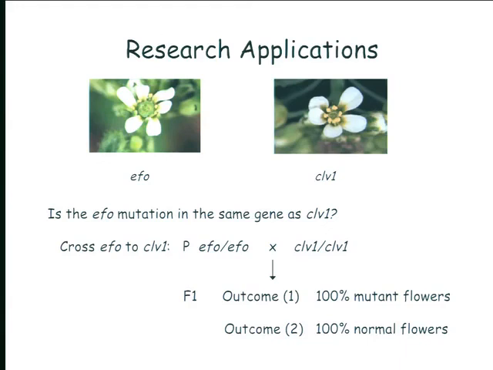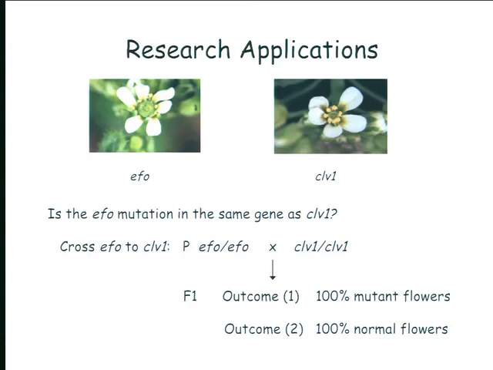In this case, you're going to take your homozygous EFO plant and cross it to a homozygous clavata1 plant. And now, we're going to make the assumption that these are both homozygous recessive, just for the case of simplicity. They could be homozygous dominant, and you could also do the analysis, but it's a little more complicated. So we're going to assume these are both homozygous recessive, and we're going to look at the F1 progeny. And again, there could be two possible outcomes. One outcome is that all of the F1 flowers are mutant and look like these. The other outcome is that all of them are normal and look like wild type.